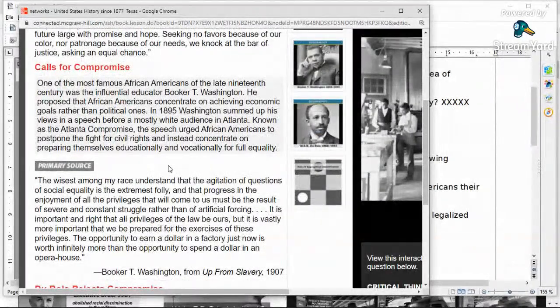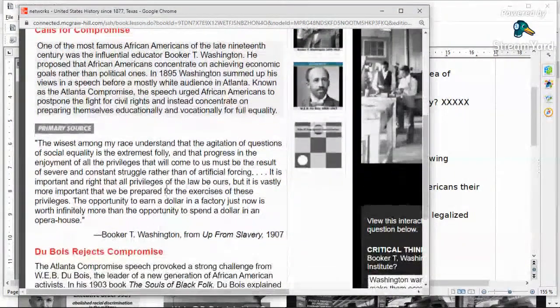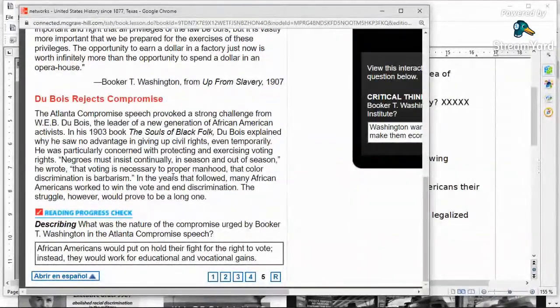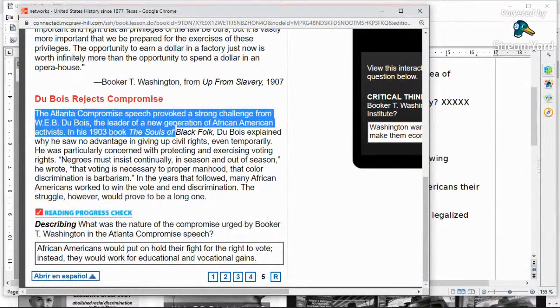Calls for compromise. We have Booker T. Washington. He said, hey, we're not going to stop white people from being racist to us, so let's form our own groups. Let's keep our economic goals together, okay, rather than political ones, because we're not going to be able to change the politics. So let's buy from each other. Let's try to live with each other. Let's educate ourselves. Let's learn a trade and just forget these white people that want to just treat us badly. And by the way, guys, it's not all white people, obviously, right? It's just a lot of the politicians at the time, especially in the South.